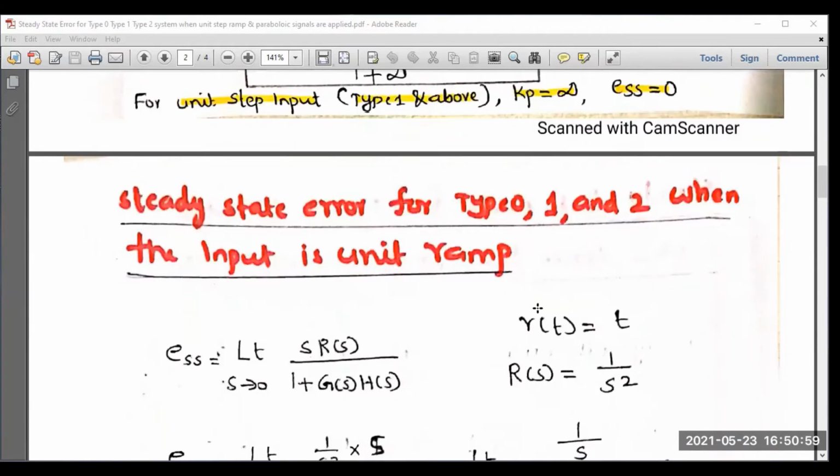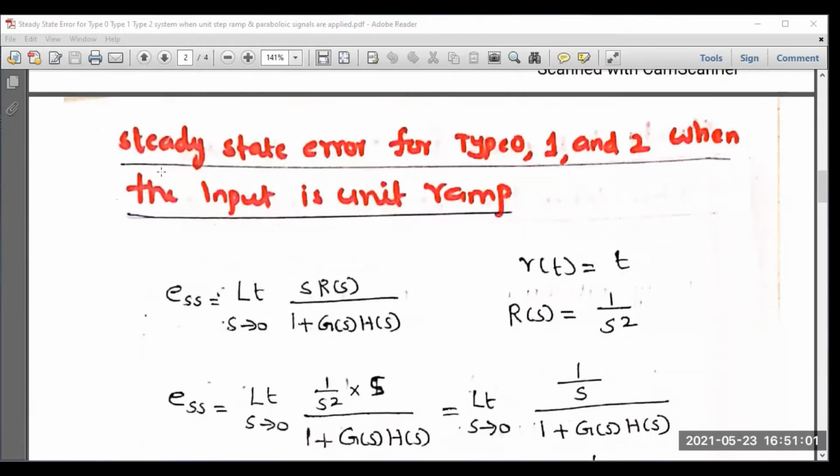Now let me discuss the second part of the video. The second part contains steady state error for type 0, type 1 and type 2 when the input is a unit ramp signal. So what is the speciality of the ramp signal? r of t is equal to t. You have to take the Laplace transform. Whenever I take the Laplace transform of r of t, this becomes R of s. Therefore, R of s is equal to 1 by s square.